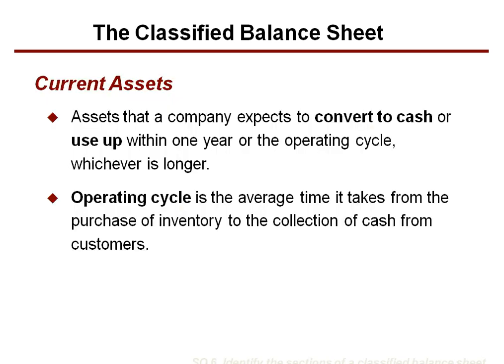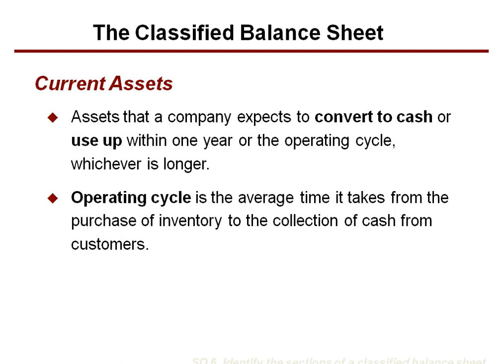Let's go back to how we classify things then. Back to the original classification. What's the difference between a current asset and a non-current asset? Current assets are those a company expects to convert to cash or use or consume within 1 year or their operating cycle, whichever is longer. The operating cycle is the average time it takes for a business to purchase inventory and then collect cash from the customer.